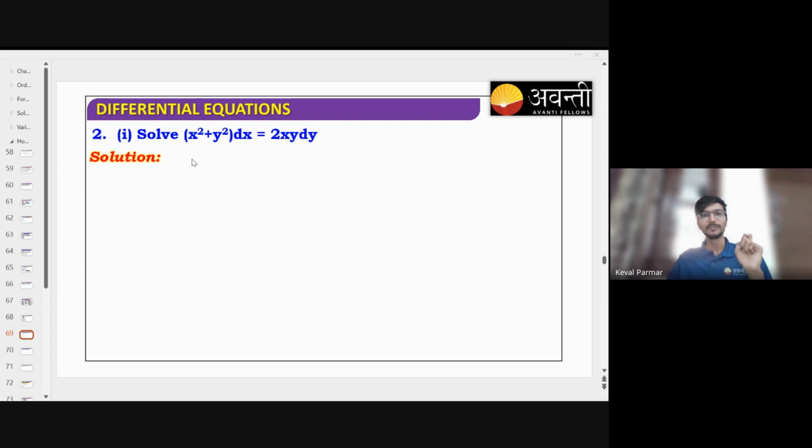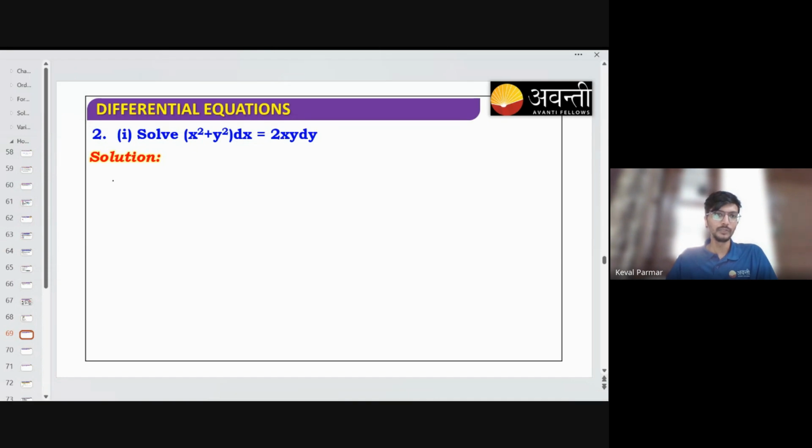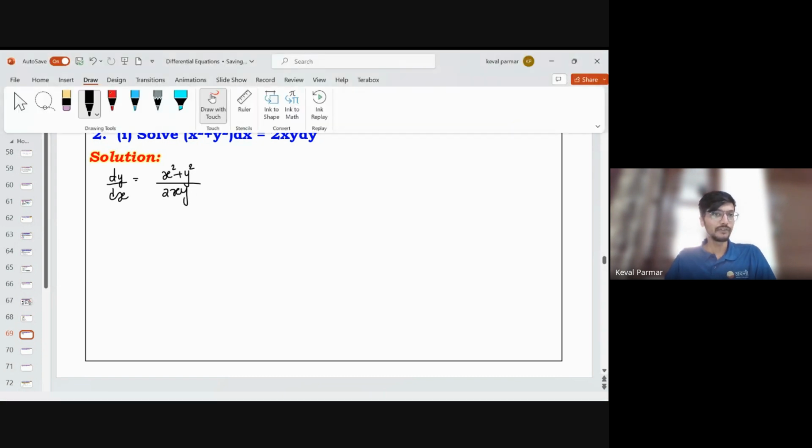This one. Now, this is not exactly in the format. So, if you remember, I told you to always make a habit to write a differential equation in dy by dx equals to something. So, if I write dy by dx, that is basically I'll cross multiply. What I'll get is x square plus y square upon 2xy. You can check it for yourself.